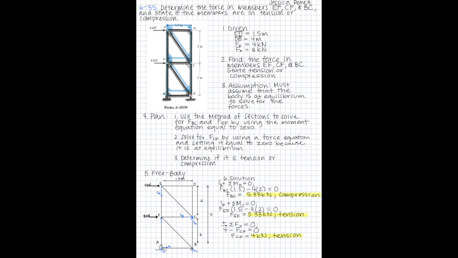And that brings us to step 4, which is to make a plan. So step 1 would be to use the method of sections to solve for FBC and FEF by using the moment equation and setting that equal to 0. Then step 2 would be to solve for the force at CF by using the force equation and setting that equal to 0 because it's at equilibrium. And the last step would be to determine if it is in tension or compression.